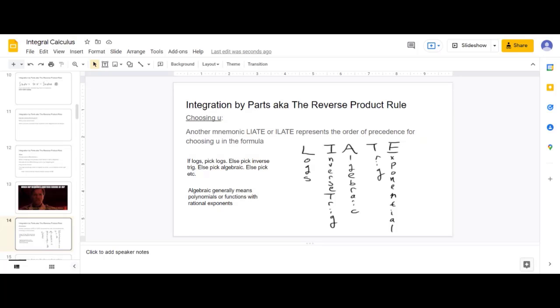Choosing u. There's another mnemonic, LIET or ILATE. I use LIET because that's how I was taught, but it represents the order of precedence for choosing u in the formula. Okay. So our first choice for u should always be logs. If there is a log in the integral, we will choose logs to be u. Else, pick inverse trig. Otherwise, algebraic. Algebraic just means a polynomial or something with a rational exponent. Then if we have trig, choose trig to be u. If not, choose exponentials.